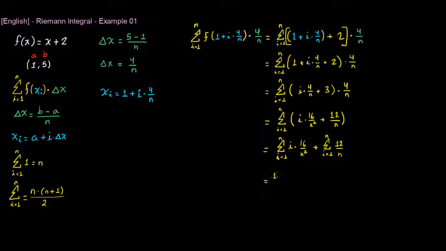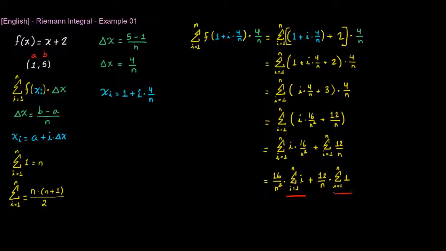So let's write it like this: 16 over n squared times the summation of i equal to 1 until n of i, plus 12 over n times the summation of i equal to 1 until n of 1. Now I've just split this term into 12 over n times 1. Now I move this 12 over n outside the summation.